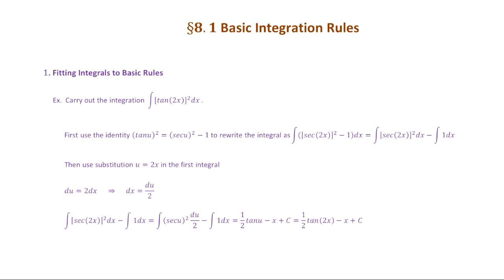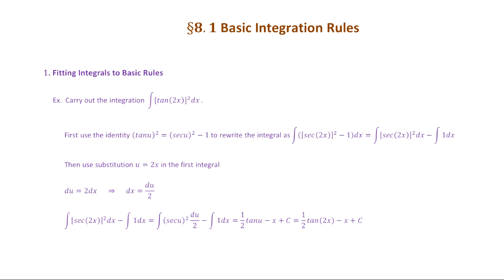And then you can rewrite the integral as secant 2x squared minus 1. Okay. And then that becomes two integrals. One is secant 2x squared, and the other is just integrate 1. Okay, we know how to do that. To integrate secant 2x squared, again you have to use substitution here, but this time we just let u equal to 2x.